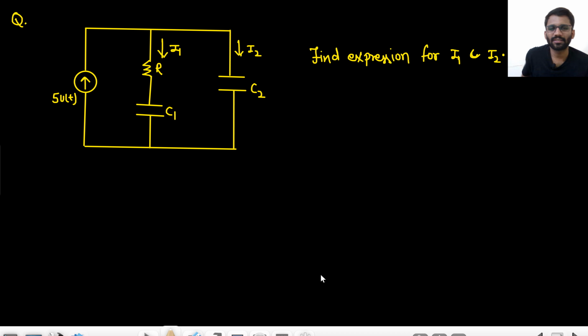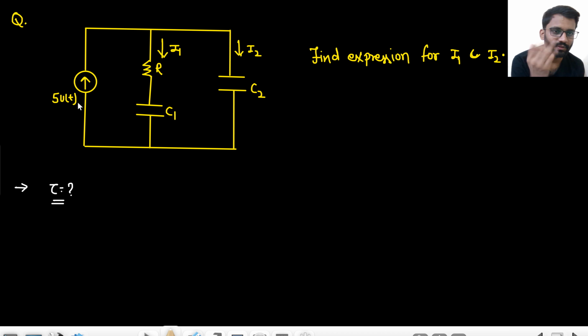Now let's solve this simple problem. You have to find the expression of I1 and I2. Try doing it on your own first. So tell me what will be the value of I1 at t. First tell me the order of the circuit and time constant. What will be the time constant?